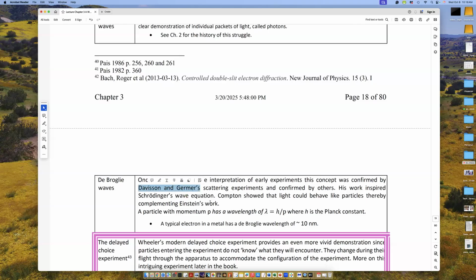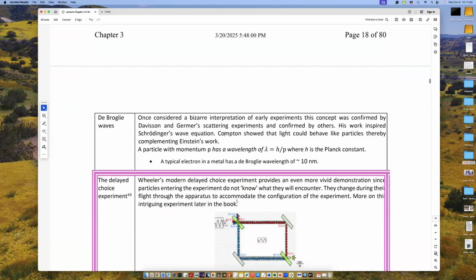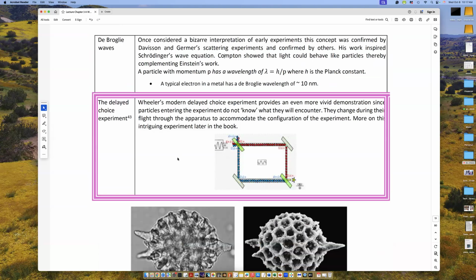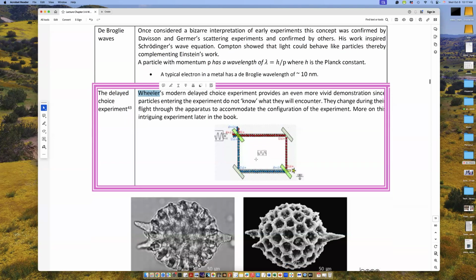Davisson and Germer, working on metallic alloys, noticed wave-like behavior when electrons interacted with the crystal lattice of the metals they were working on. This is a cartoon of a modern thought experiment invented by John Wheeler, a very influential American physicist. We'll talk about this later. I want to describe this in detail, but I don't want to do it now.